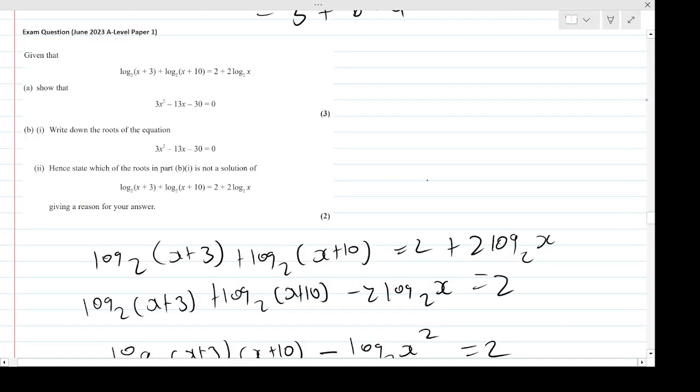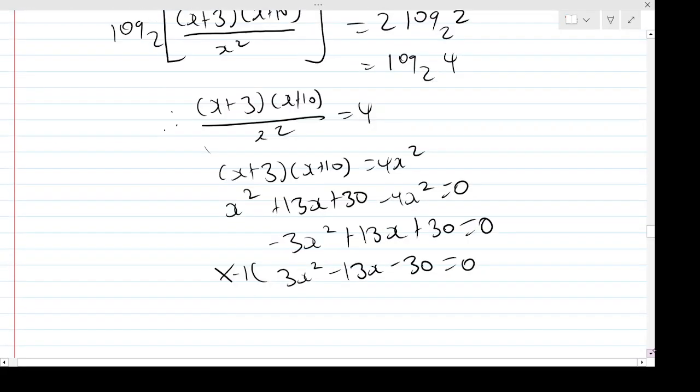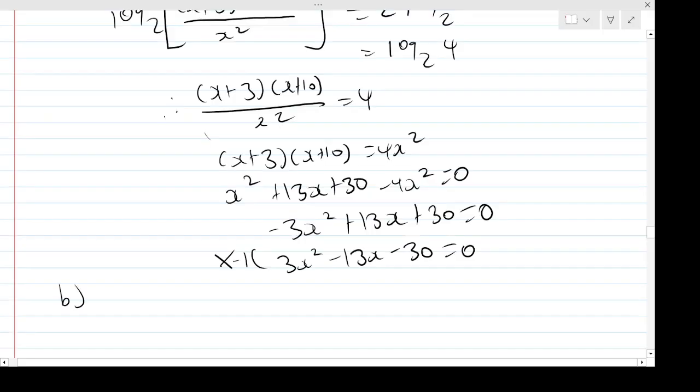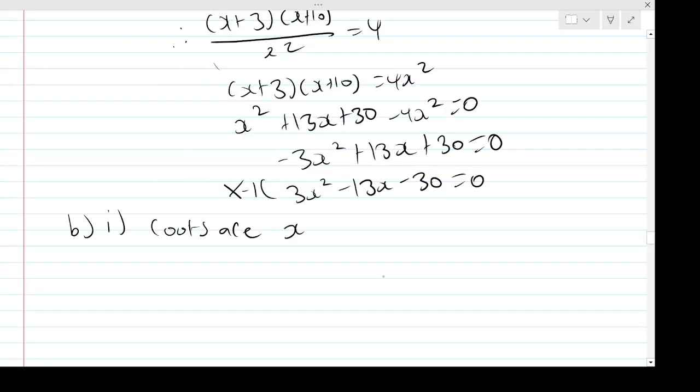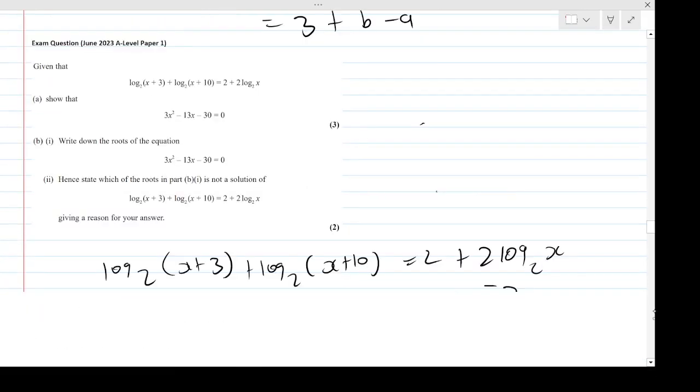Yes, great. Then it says for part B we need to write down the roots. When it says write down, I don't need to show any working. I can just use my calculator directly to get the roots. I just need to write the roots down. So if I put that in a calculator, the roots are x equals 6 or x equals minus 5 over 3. Okay, so those are the roots. Probably the easiest mark in an A level, but there we are.